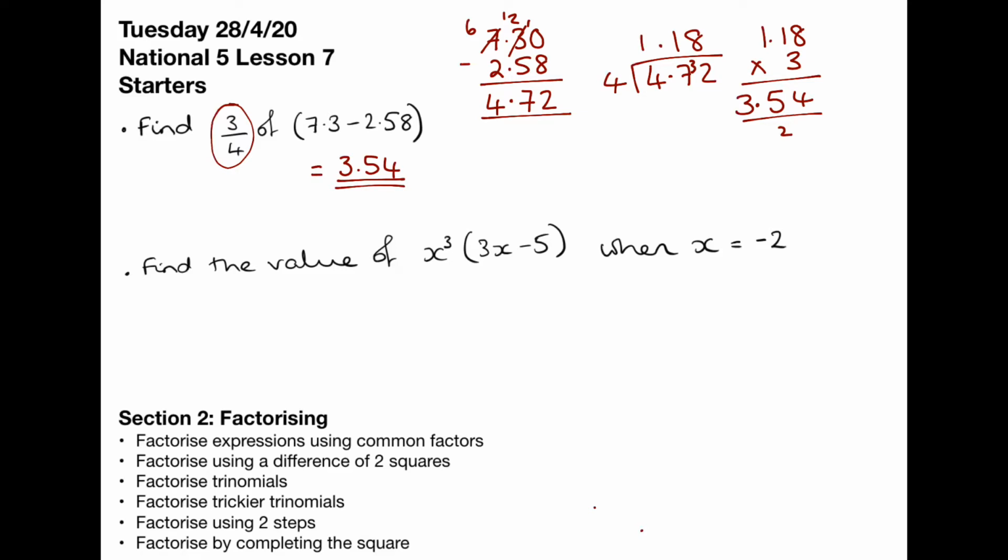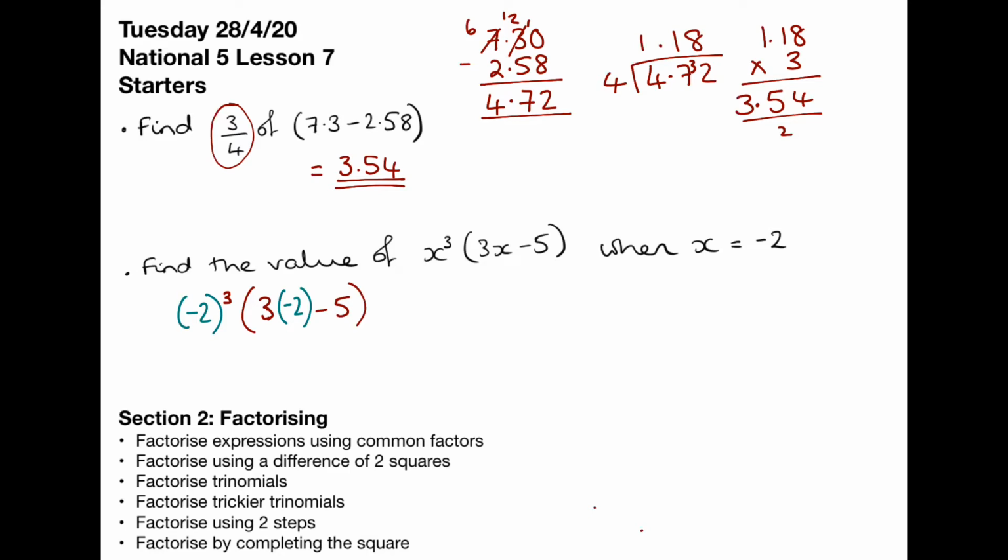Okay, next one, we're substituting. Find the value of x cubed times 3x minus 5 when x equals -2. Okay, so what we're going to do is wherever we see an x in this, we're going to replace it with a -2. Okay, so we're going to get rid of that x and put a -2 in there. I'm just going to put the -2 in brackets just now. So we know that's a 3.